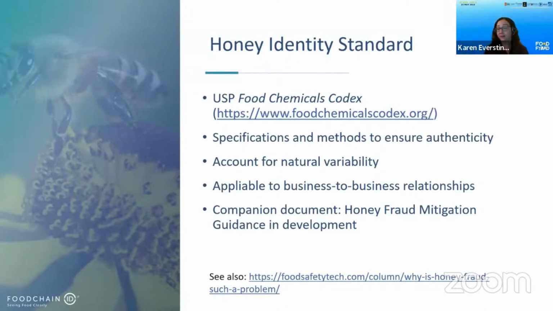It is intended to account for the natural variability of honey, which is one of the analytical challenges with honey. USP published a general food fraud mitigation guidance document a number of years ago, but right now, a document specific to honey fraud mitigation is in development. So I just wanted to mention that since the question came up yesterday about honey.